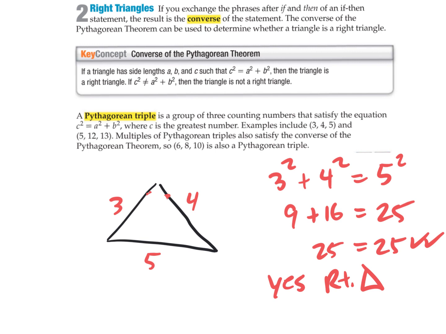So you could use the Pythagorean theorem. If you see all 3 sides, you could use those 3 sides to verify that the Pythagorean theorem works. And if it does work, that means you could conclude for sure this is a 90-degree angle right there. It's a 90-degree triangle.